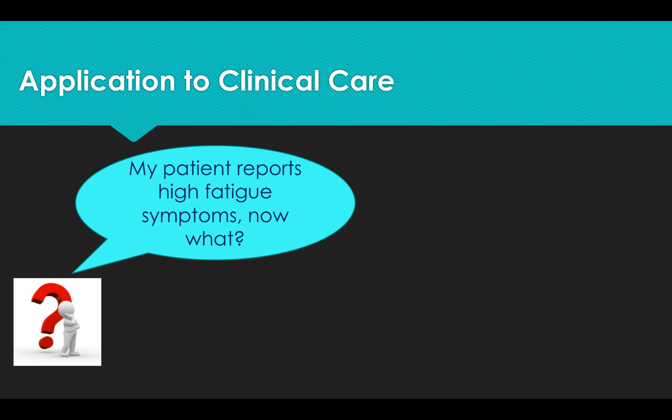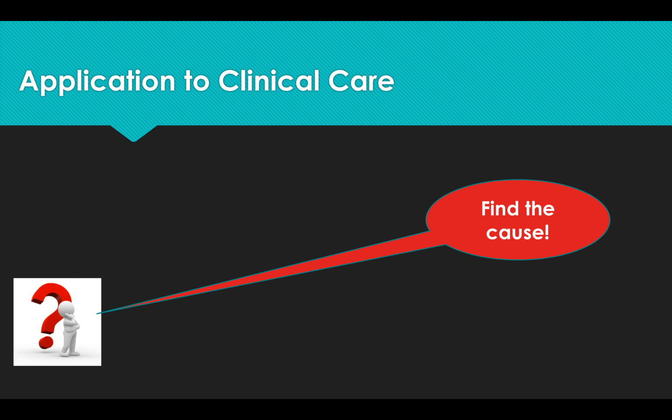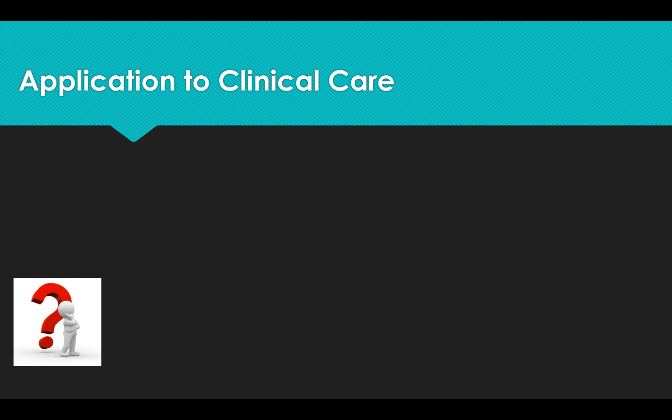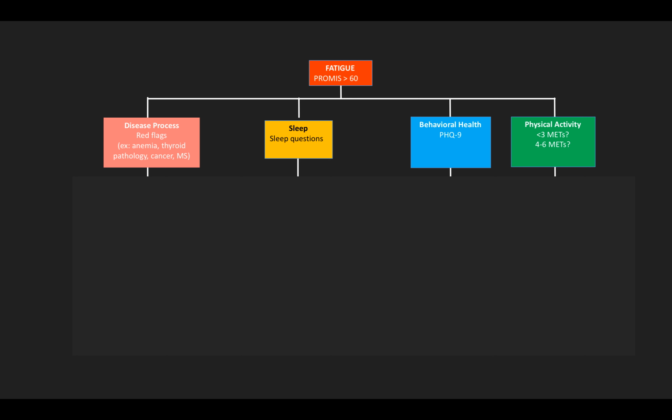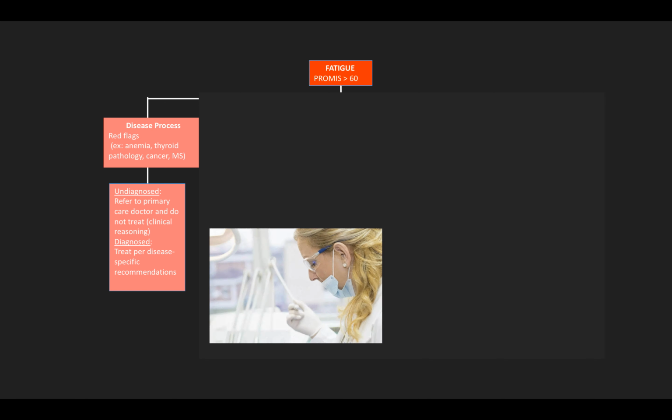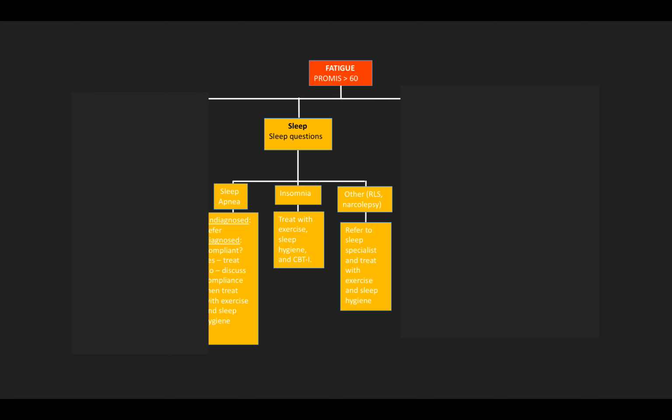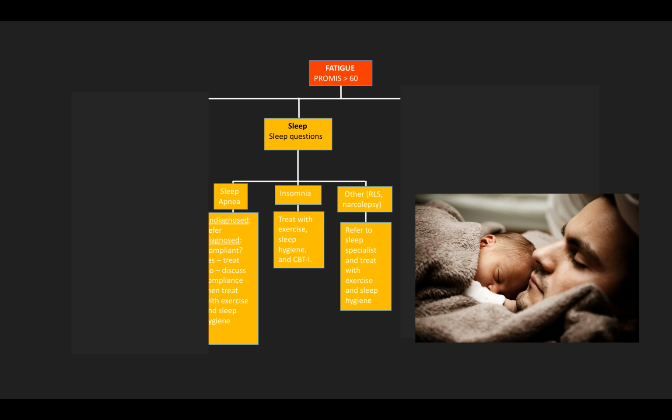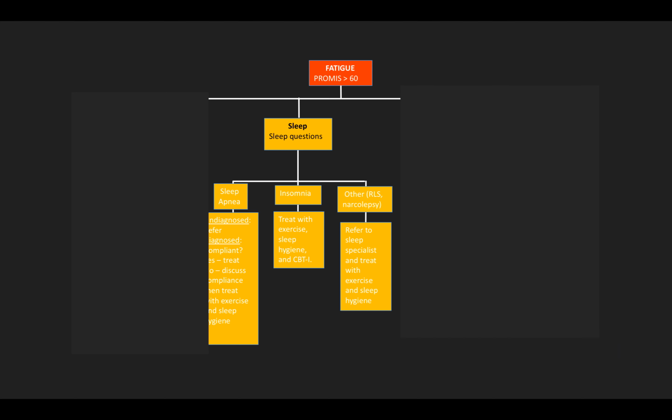So my patient reports high fatigue symptoms. Now what? Find the cause and try to address it. We came up with this algorithm as a consequence of focusing on fatigue, where we recognize disease processes, sleep, behavioral health problems, and physical activity as part of a potential cause of fatigue. The first priority is eliminating disease processes like anemia and hypothyroidism. The second is to look for problems of sleep like sleep apnea, insomnia, and other common sleep problems.